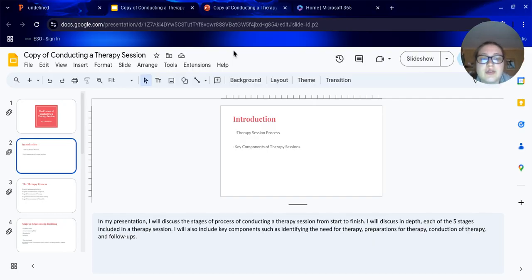I'll discuss in depth each of the 5 stages included in a therapy session, and I'll also be discussing key components such as identifying the need for therapy, preparations, conducting a therapy session, and follow-ups.